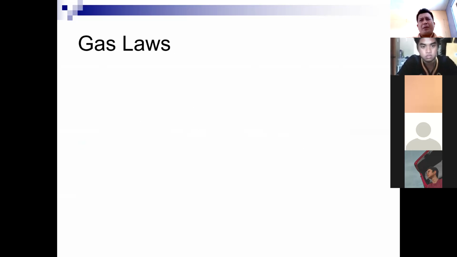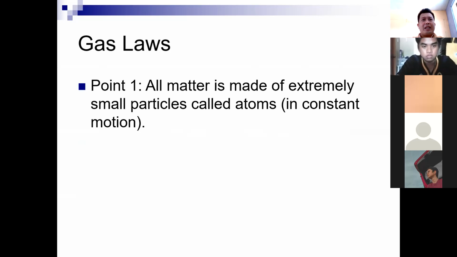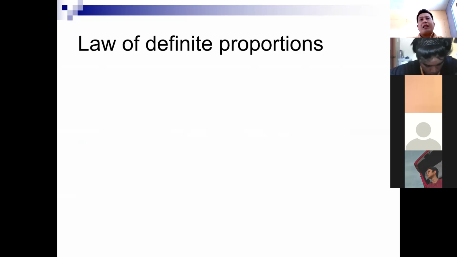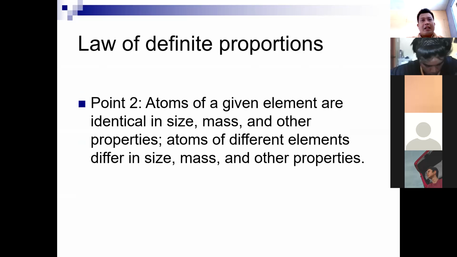Point 1 perhaps pertains to the gas laws. Okay. All matter is made of extremely small particles called indivisible atoms. And then point 2, or tenet number 2, tells us about the law of definite proportions. Atoms of a given element are identical in size, mass, and other properties, unlike atoms of different elements.